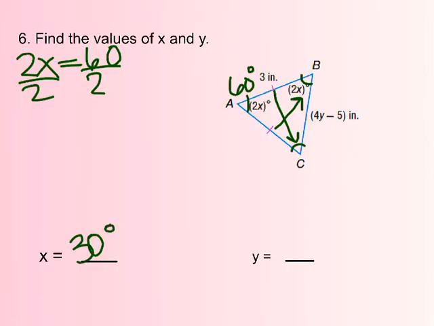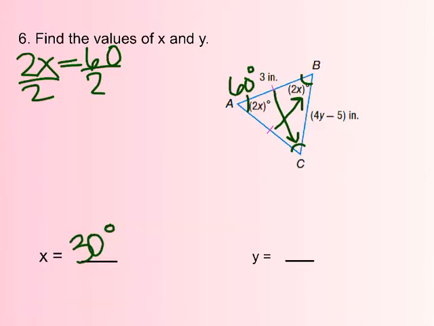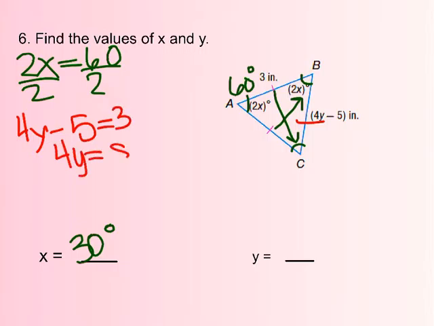Now let's talk about sides. Since I went through and I figured out that all the angles are 60 degrees, that makes this an equilateral triangle, which means that all of the sides are equal to each other. So 5y minus 5 is also going to be equal to 3. Okay, so then I'm going to go ahead and add 5 to both sides, so then I get that 4y is equal to 8. Divide both sides by 4, and I get that y is equal to 2. So y is equal to 2. That's my answer for number 5.